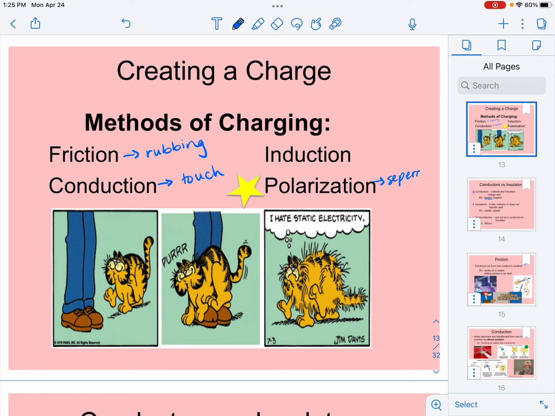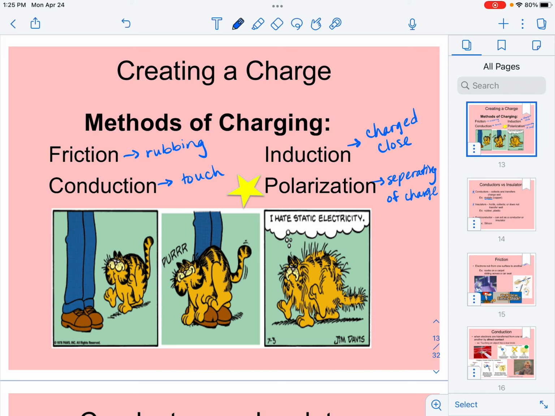Then we had polarization, which is the separating of electric charges of a neutral object. So this is an object that is neutral, so we have both positive and negative charges in equal amounts, but the electrons are going to relocate so that we have a concentrated area of negative and a concentrated area of positive. Then we have induction, which is where we have an electrically charged object that is going to come close to something else in order to then create a response.